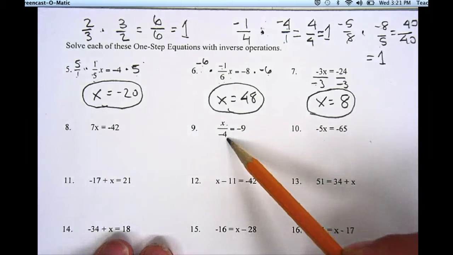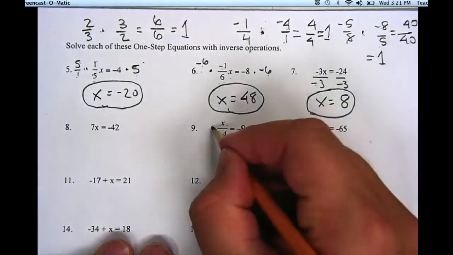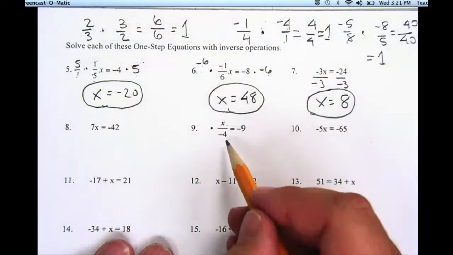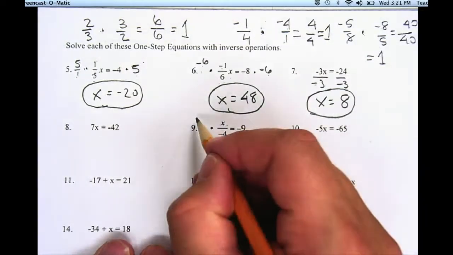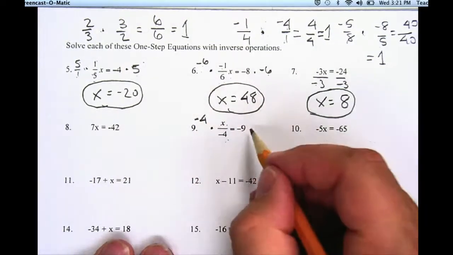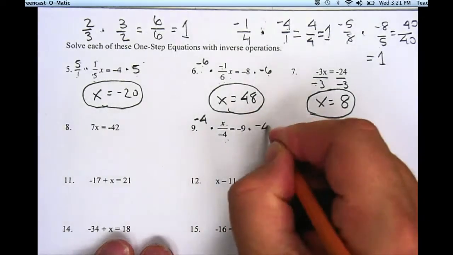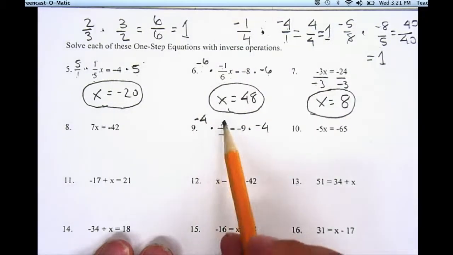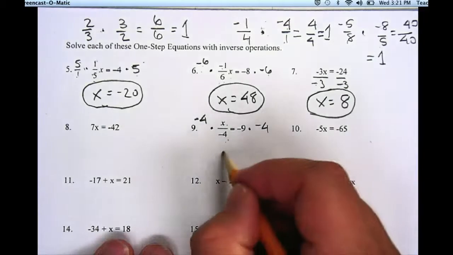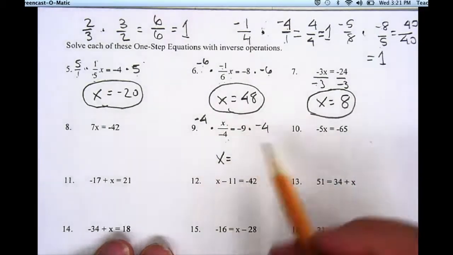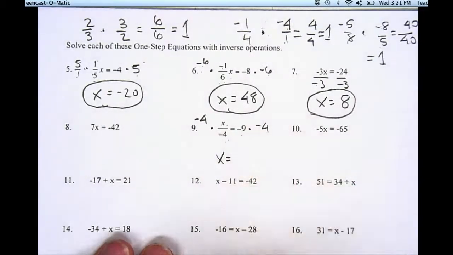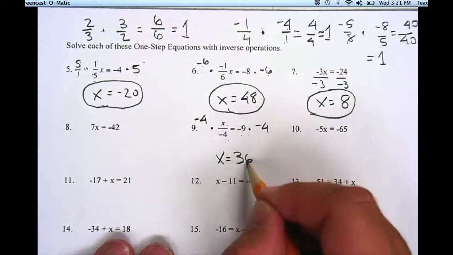Or how do I undo dividing by negative 4? Well, to undo dividing, I multiply. So to undo dividing by negative 4, I have to multiply by negative 4. But if I do it to one side, I also have to do it to the other side. So negative 4 times x divided by negative 4 is just going to be x on that side. On the other side, negative 9 times negative 4 is going to be a positive 36.